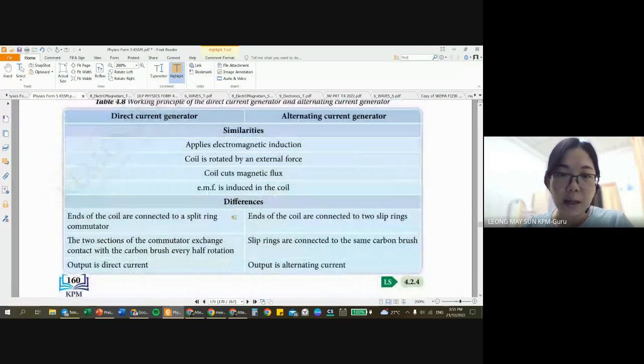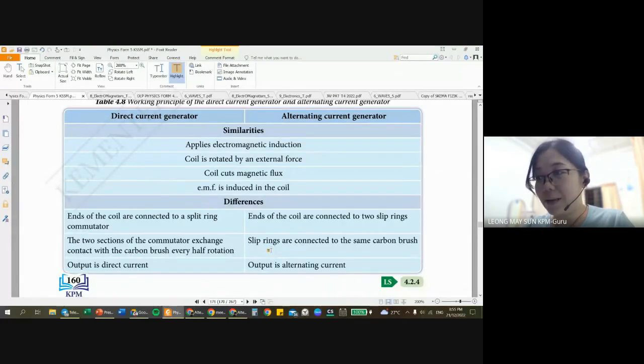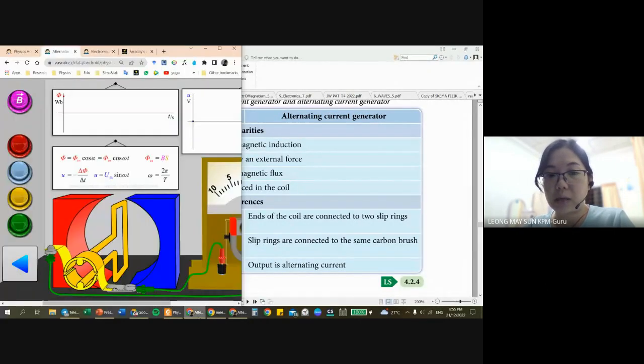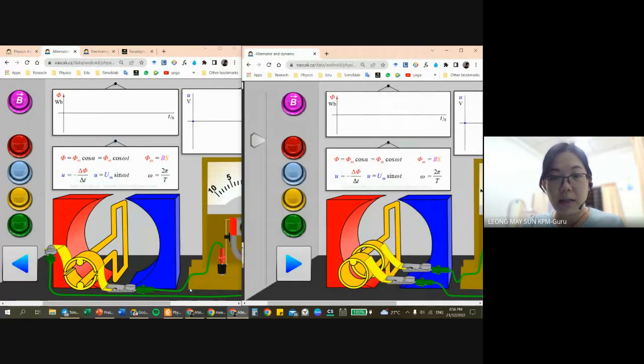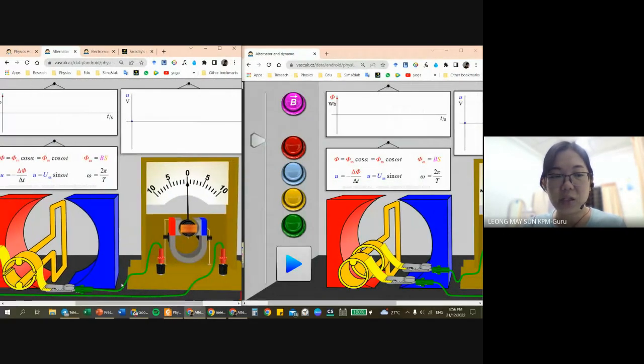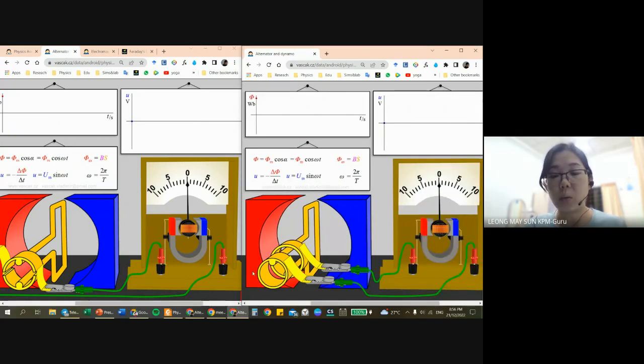Now, this one, they didn't have it previously, so I would suggest you put a remark over here. The working principle, the differences and the similarities between direct current and alternating current generators. The similarities: both use electromagnetic induction. Why? Because if you look back into the simulation, there is no power supply. It's just a permanent magnet, rectangular coil, the ring, carbon brush, and external circuit. There is no power supply at all. So it actually uses the working principle of electromagnetic induction.